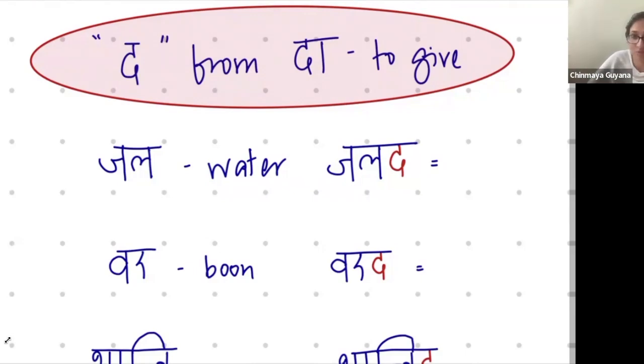Vara. Vara is a boon. Varada would be that which gives boons, or he who gives boons. You will hear Ganeshji being called Varada sometimes. You will hear Bhagavan Vishnu being called Varada sometimes. By definition, on paper, I guess a genie would be called a Varada, a boon giver, right?